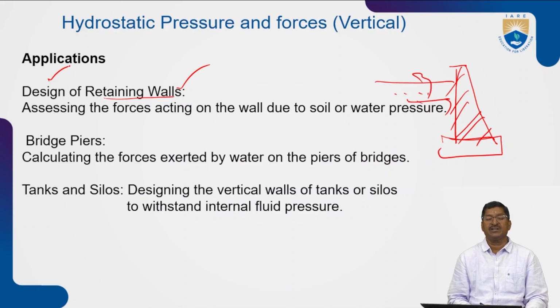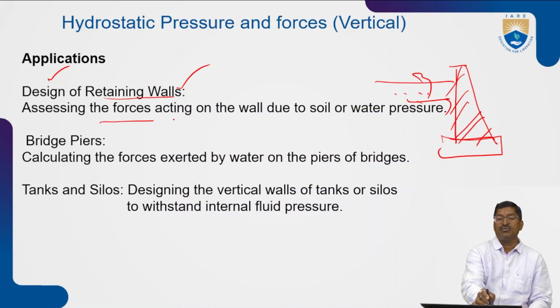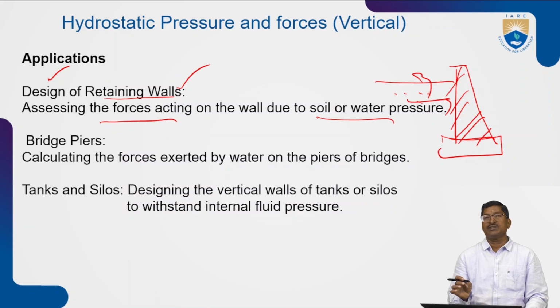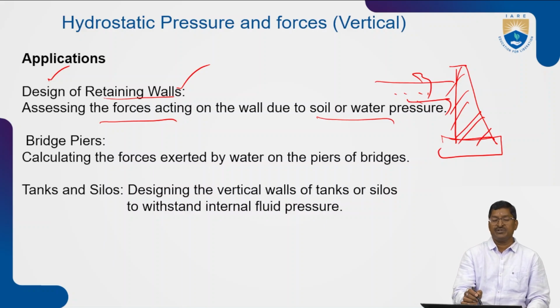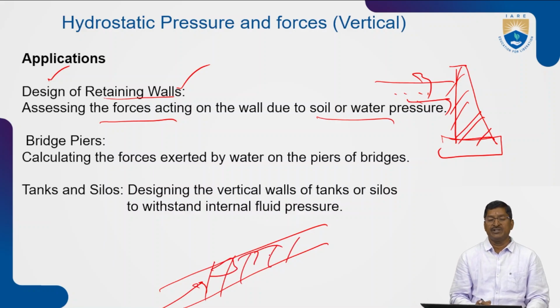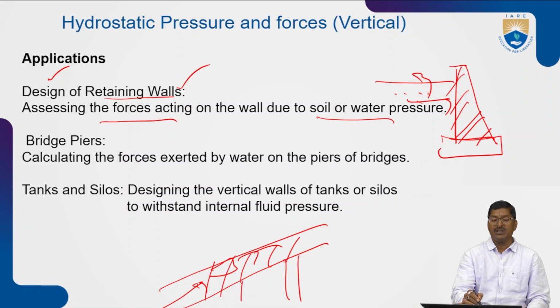If you want to design a retaining wall, we have to assess the forces on the wall and the water pressure: how much force is acting on the retaining wall and where it is acting. Unless you know all these details, you cannot design the retaining wall. Bridge piers. What are bridge piers? A bridge is nothing but a road type structure, so vehicles will move on the bridge. The bridge is supported by vertical members, and those are called piers.